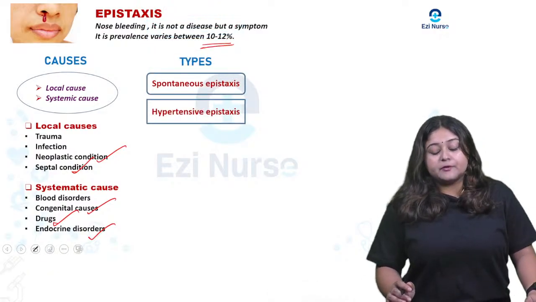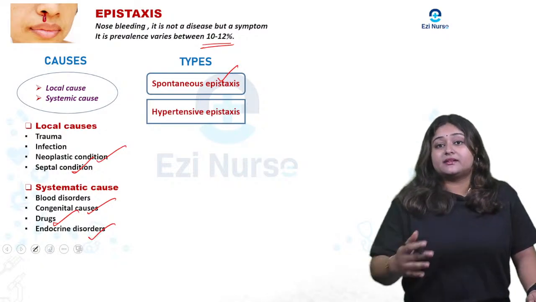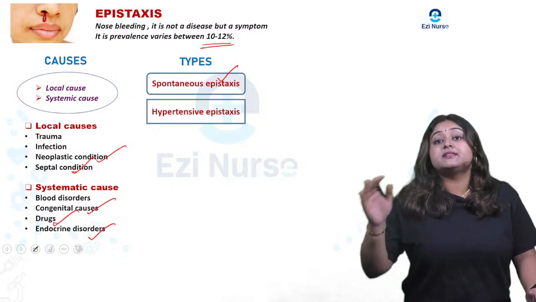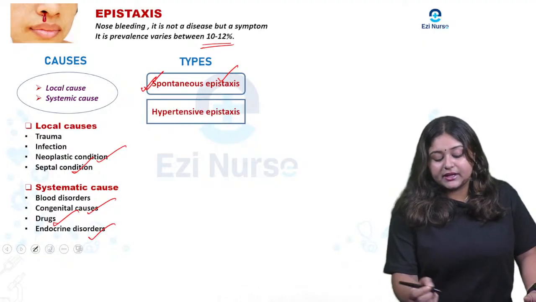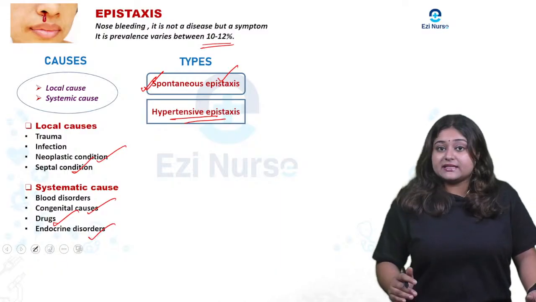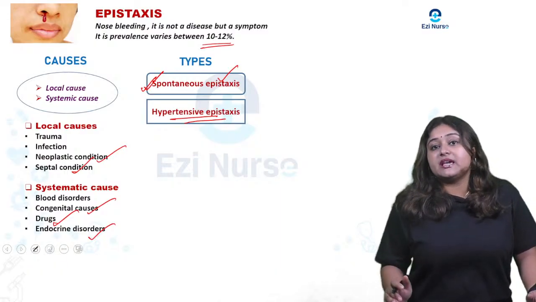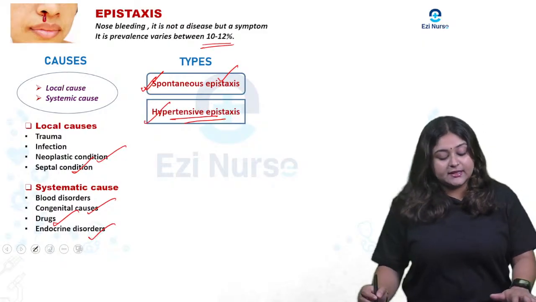So what are the types? First is spontaneous epistaxis, which means, suppose, the epistaxis is happening monthly or with a one or two month gap for the patient. At that time it's called spontaneous. And hypertensive epistaxis is nothing but when the nose bleeding is happening only because of high blood pressure. For that it's called hypertensive epistaxis.